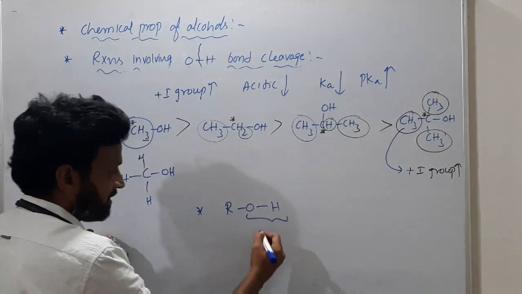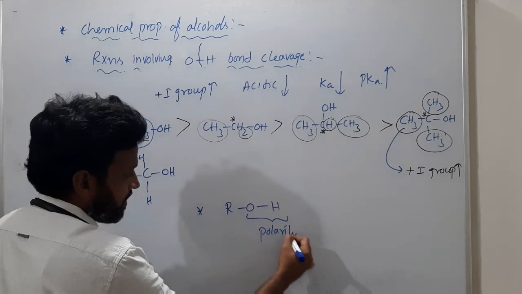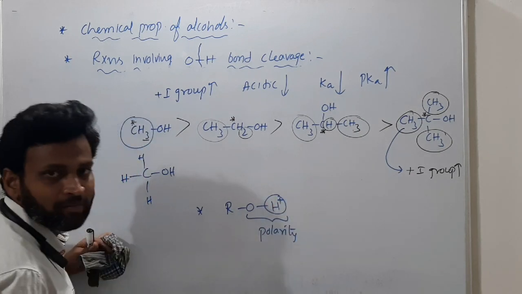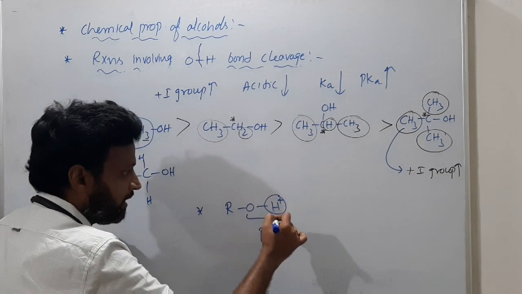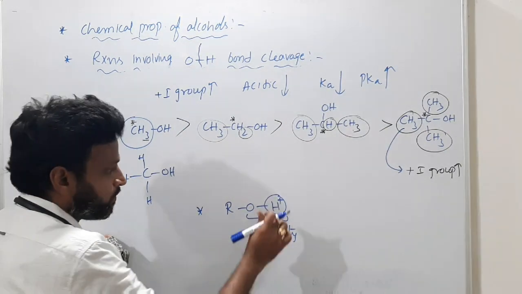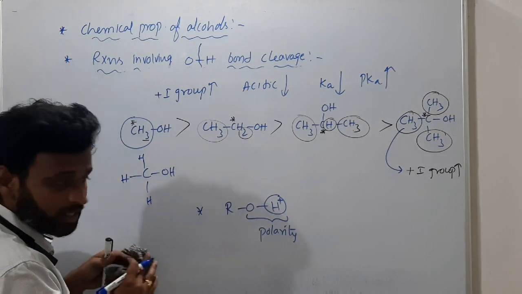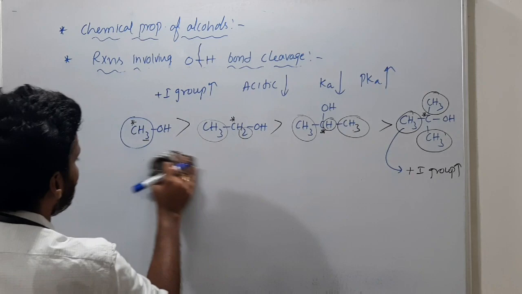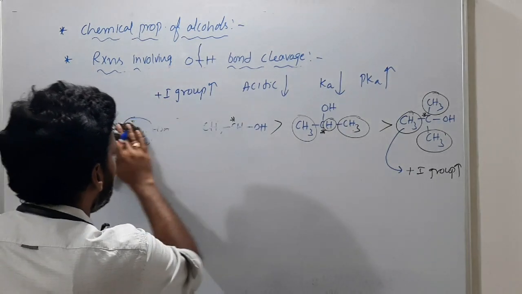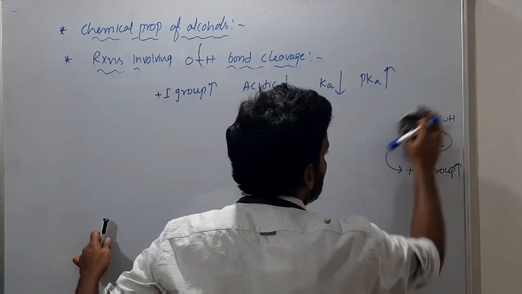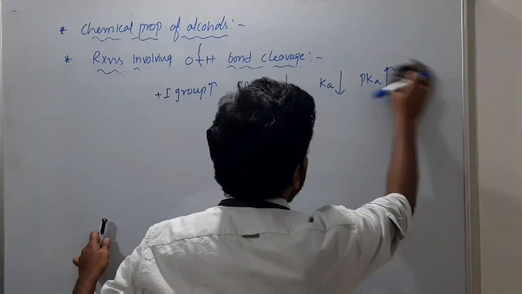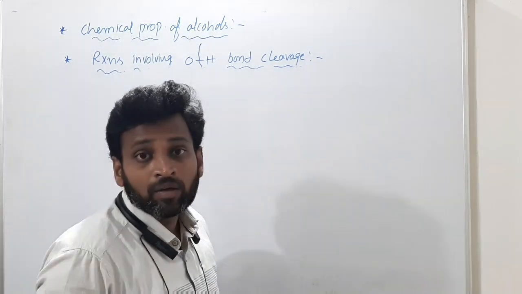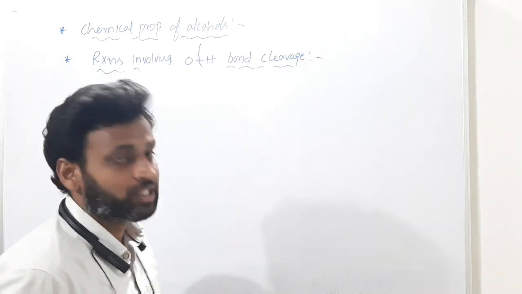Finally, I'll tell you, this R-O-H bond, this O-H bond has polarity, and due to that polarity, H+ can be removed. So we can consider alcohols as weak acids finally. Alcohols are weak acids or strong acids? Alcohols are weak acids. Why are alcohols weak acids? Because of the ability to lose H+.